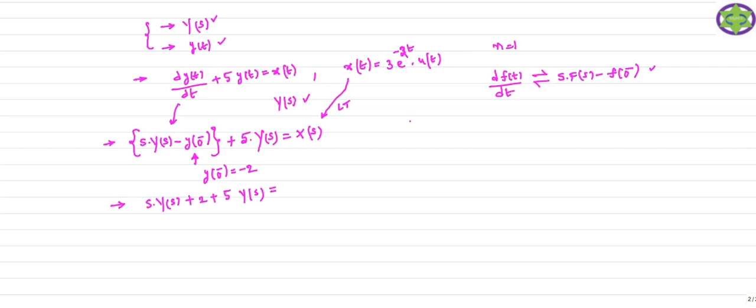You already know this equation. What is the Laplace transform of e power minus at into u of t? You already did a lot of problems in the Laplace transform. It is 1 by s plus a. Here a constant is there, therefore X of s is 3 times the Laplace transform of e power minus at into u of t. In the place of a we have 2, so I substitute a by 2, so that the Laplace transform of e power minus 2t into u of t is 1 by s plus 2.